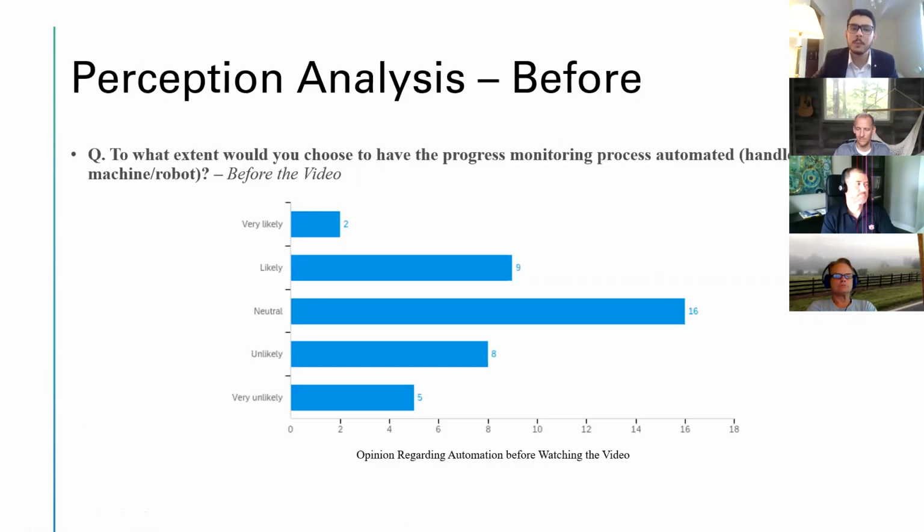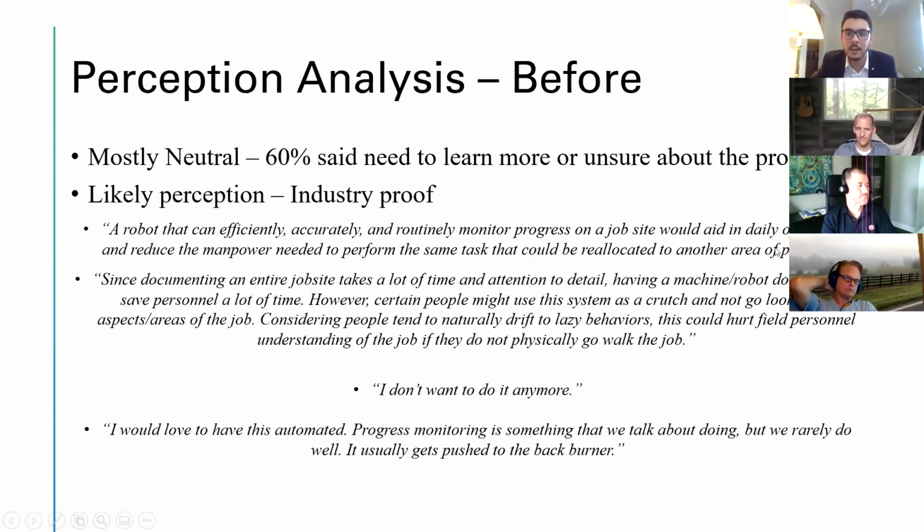We don't really know. The people that said likely or very likely, this is what their perceptions were before even having them watch the video or introducing the concept to them. Some of the most important ones: a robot can effectively, accurately, and routinely monitor progress on the job site. It would aid in daily operations and reduce the manpower needed to perform the same task, which could be reallocated to another area of progress. So basically what he's saying is, this is a menial task that a robot can do better on a daily basis, and I should be more focused on tasks that have more creativity involved, where I can spend my time.